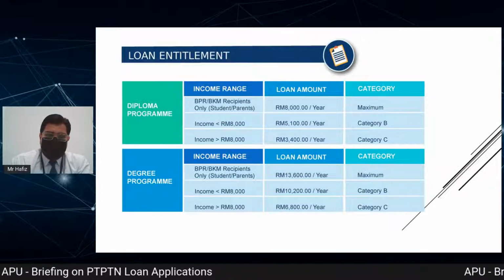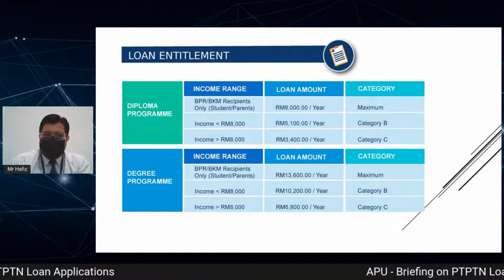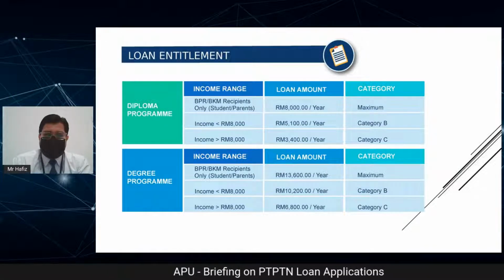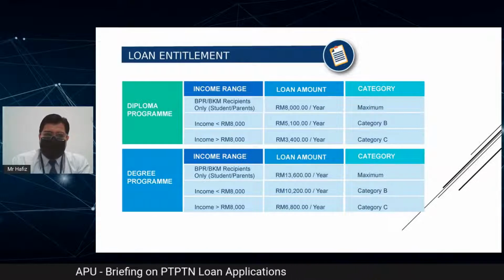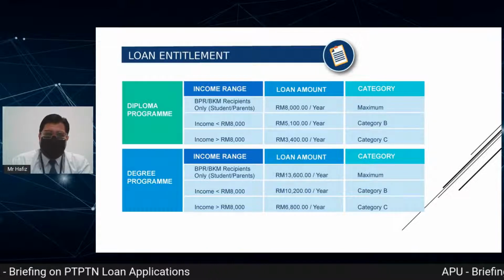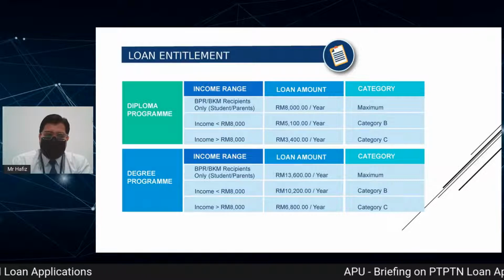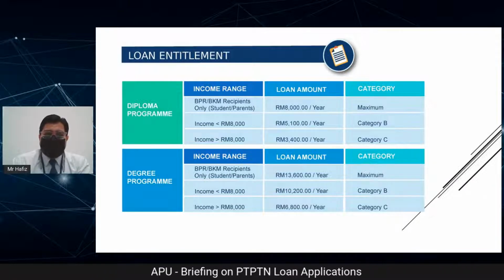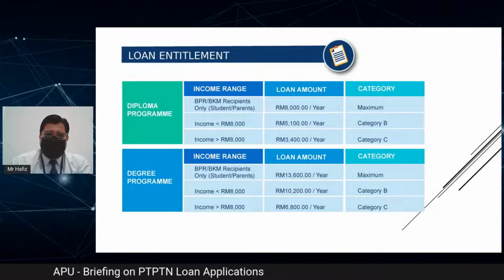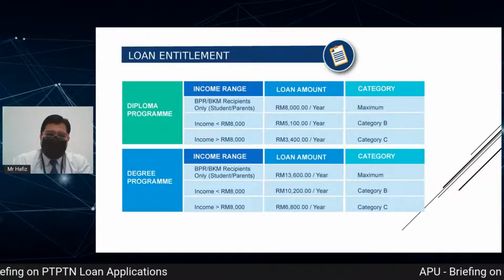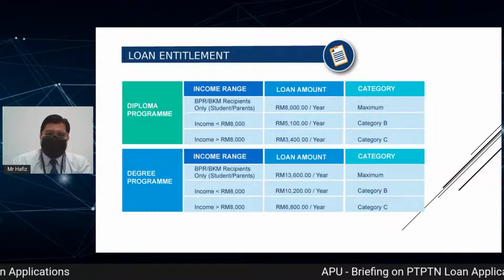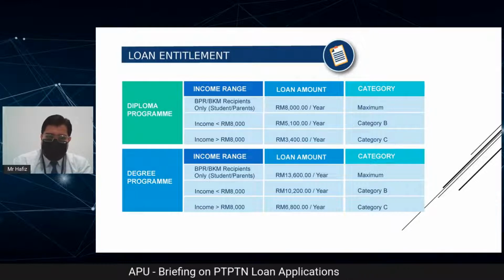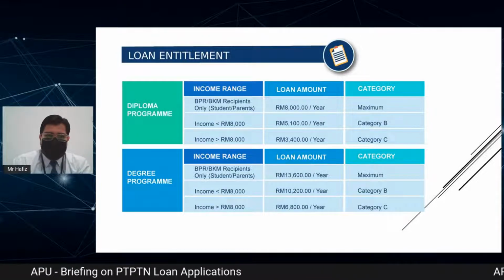As for the degree program, same thing. If your parents are recipients of the Bantuan Keluarga Malaysia, you will be receiving 13,600 ringgit per year. And if their income is less than 8,000 ringgit but they are not applicable for the Bantuan Keluarga Malaysia, the student will be receiving 10,200 ringgit per year. And if the income exceeds 8,000 ringgit per month, then the student will only receive around 6,800 ringgit per year. Okay, so basically this is the estimated amount given by PTPTN for a year.